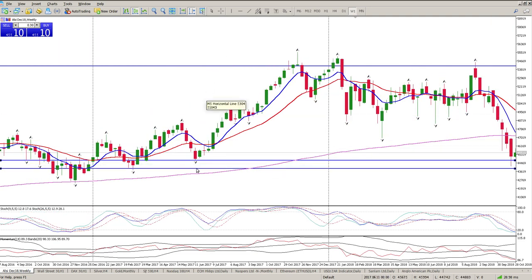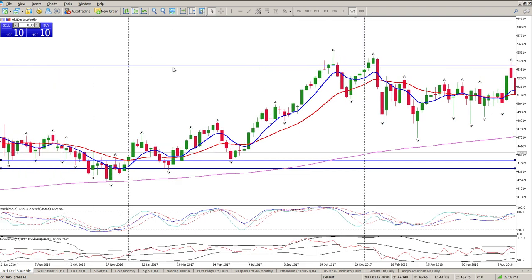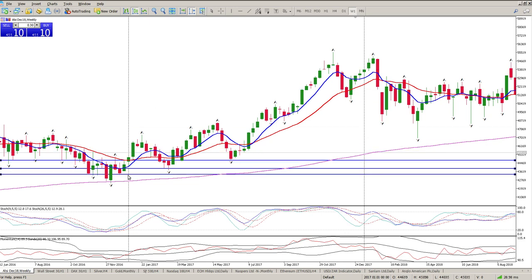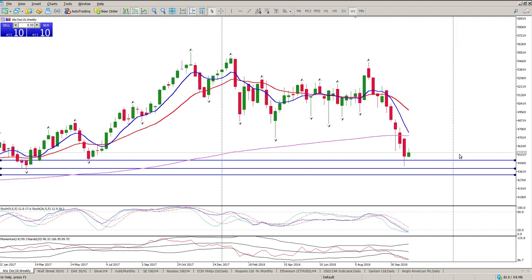And bear in mind, I'm on the weekly, so you can see this inside tail here. We fell short on that last week, so there is potential for that, and there is also potential for those inside tails there. So that's kind of my take on this at the moment.